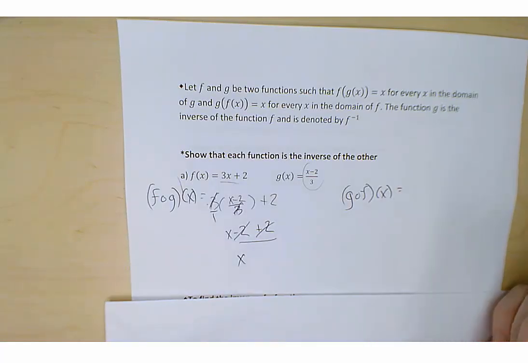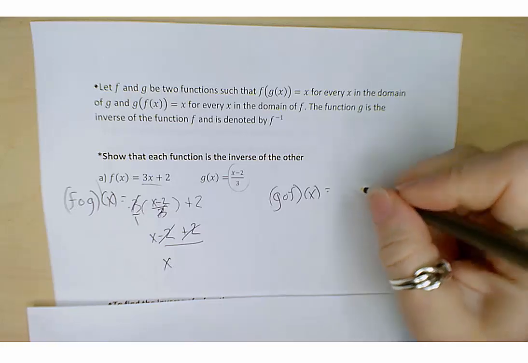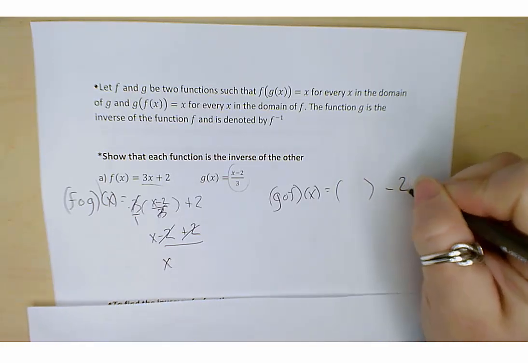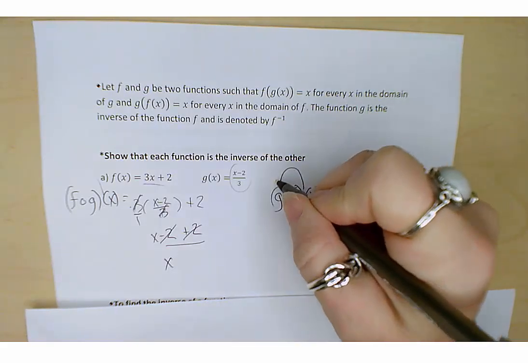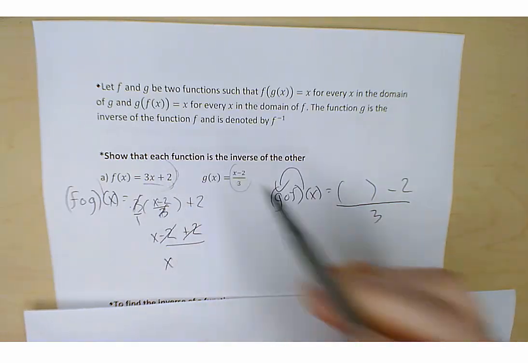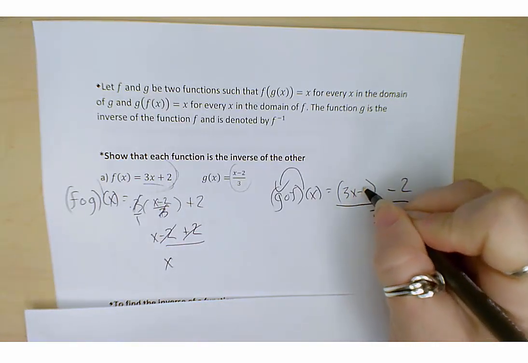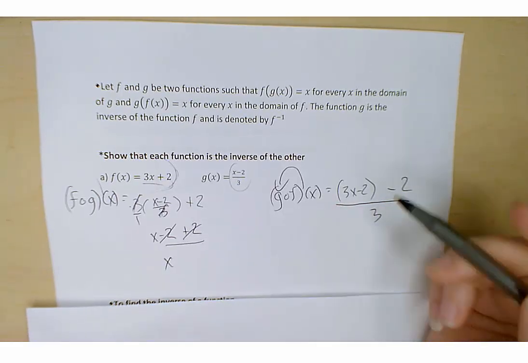So let's do g of f of x and let's see what we get. If we do g of f of x, we're going to start with g. All right, we're going to have our x minus 2 over 3. Keep in mind that we are plugging f of x into g. So we're going to take this 3x plus 2, and plug it in right over there for our x here. So again, our x minus 2 over the 3.